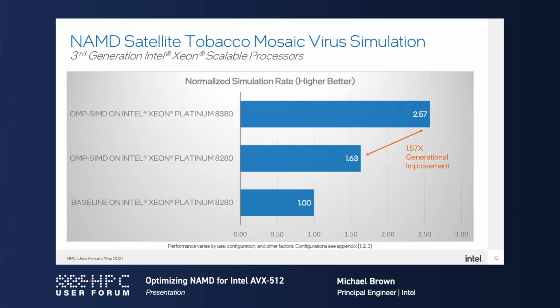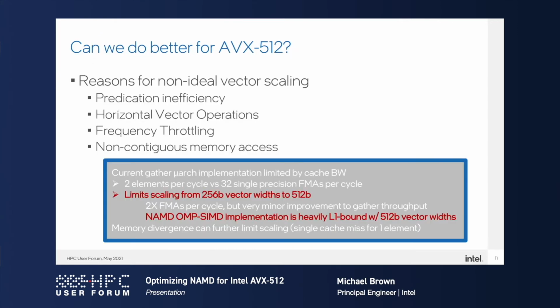So if we look again at the OMP SIMD implementation, but on third generation Xeon Scalable processors, we see a significant gain of 1.57x without code changes. So can we do better for AVX 512? Certainly we don't see a 16x speed up in direct force with vectorization, but why?